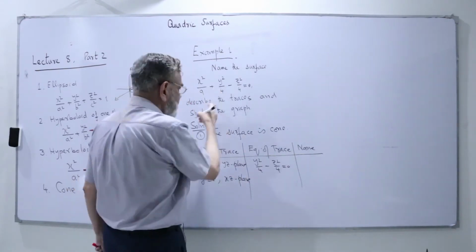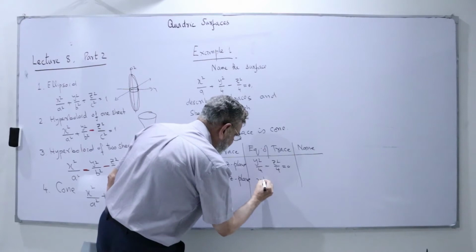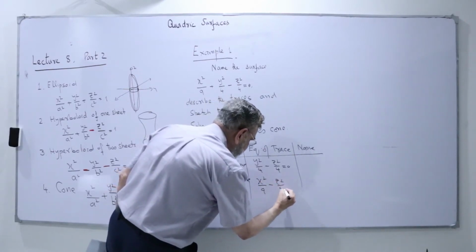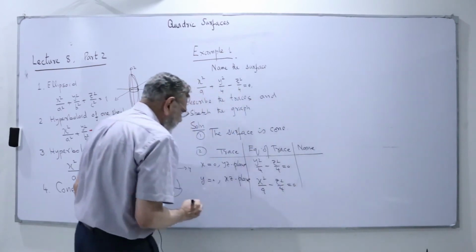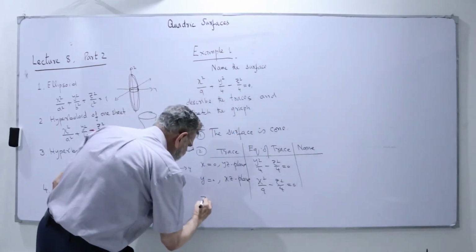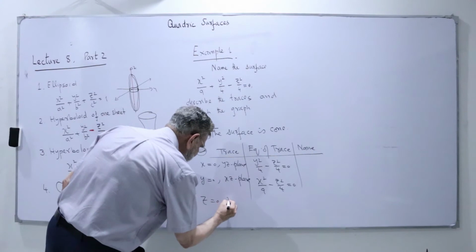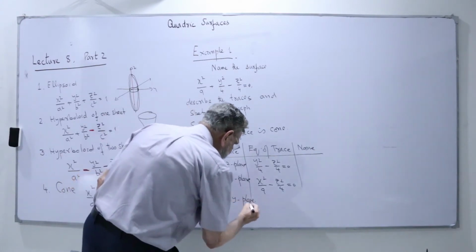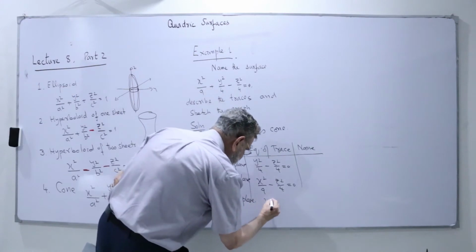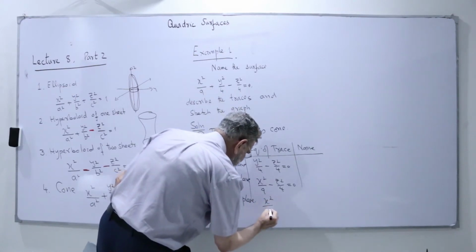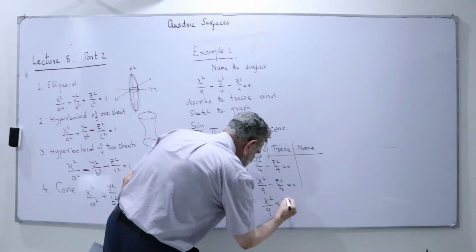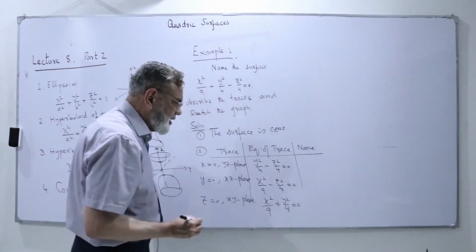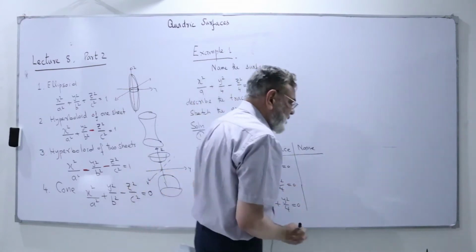That gives me y equal to 0. That gets here x square over 9 minus z square over 4, and that's equal to 0. Then number 3, I take z equal to 0. I get here the xy plane, and in the xy plane we have x square over 9 plus y square over 4 is equal to 0. So what is described, that we want to see here.